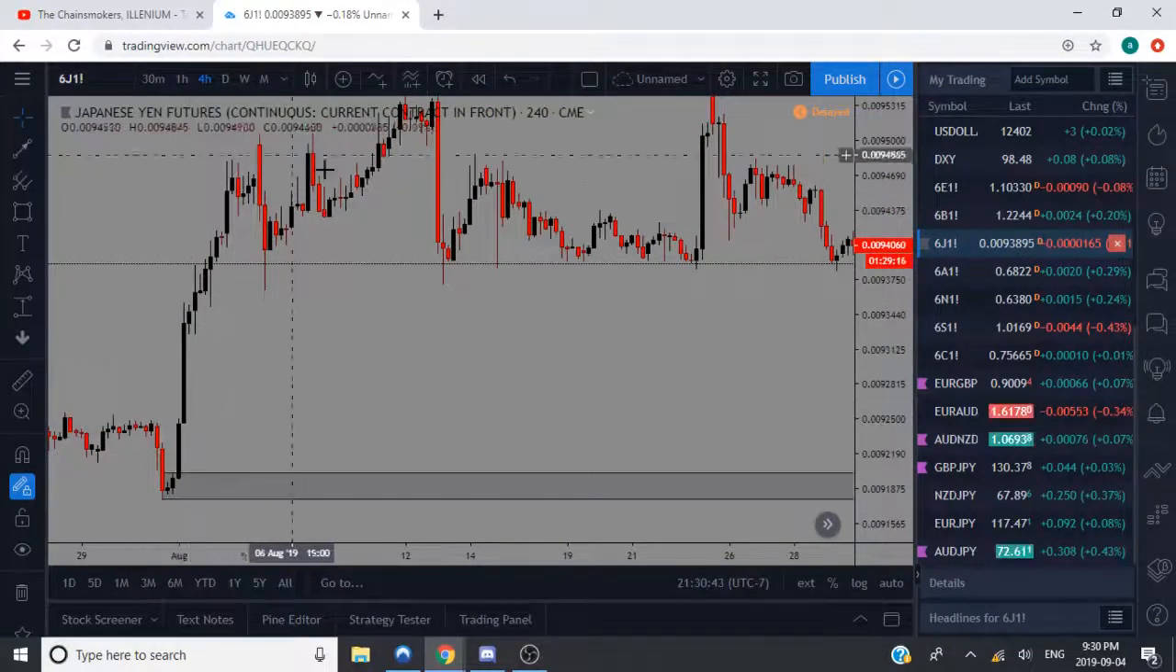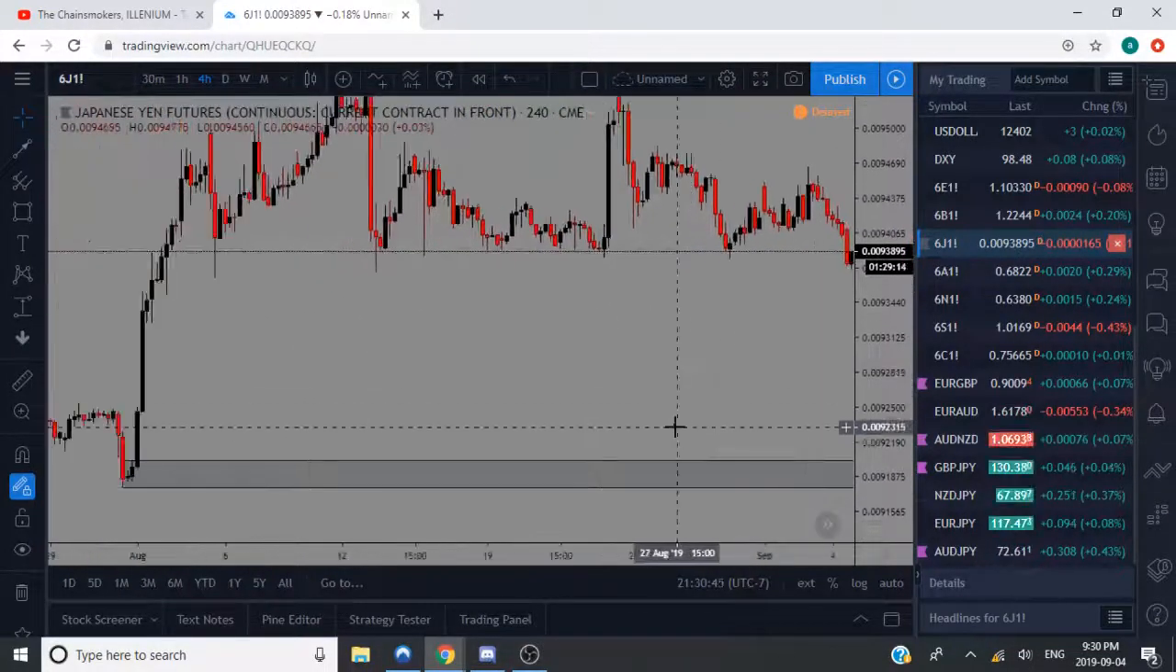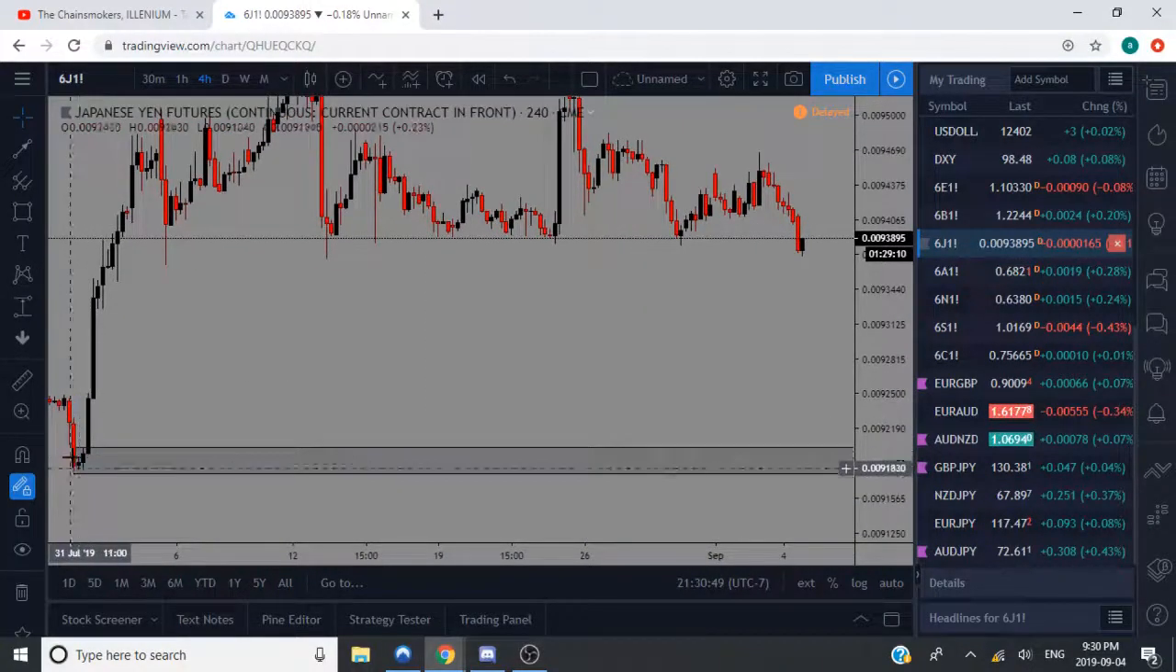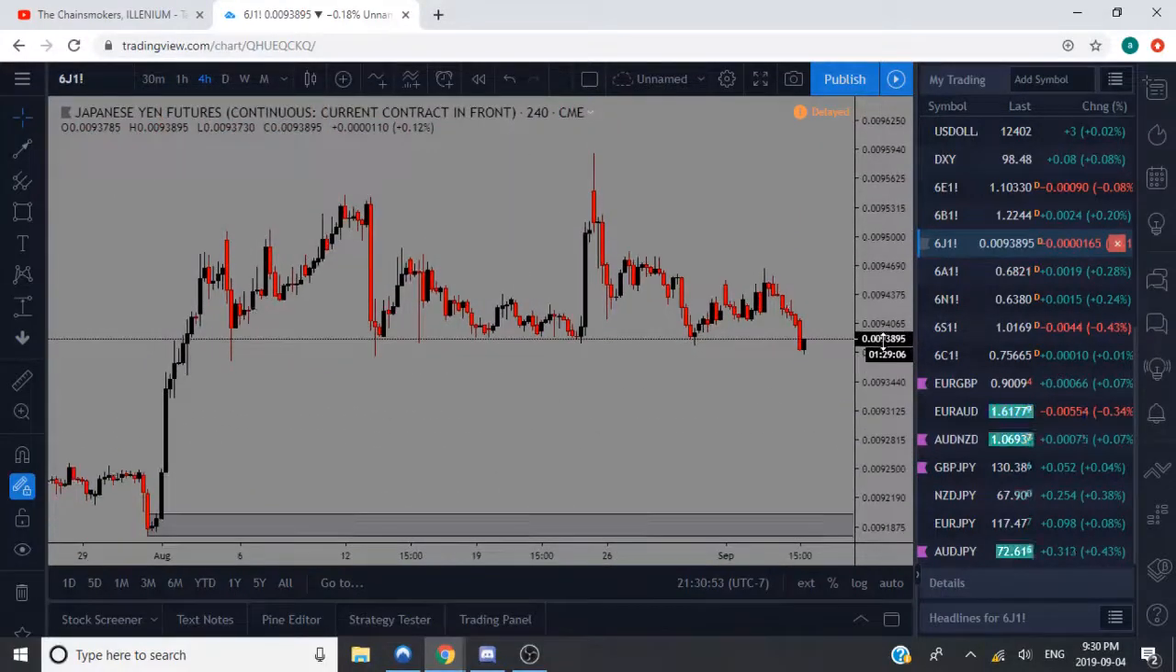It's a very big move out. So that's the next demand zone. That's fresh, that's quality, that I would consider looking for buys in the yen. You can clearly see the support line holding too. Clearly buyers are trying to step in and respect it.